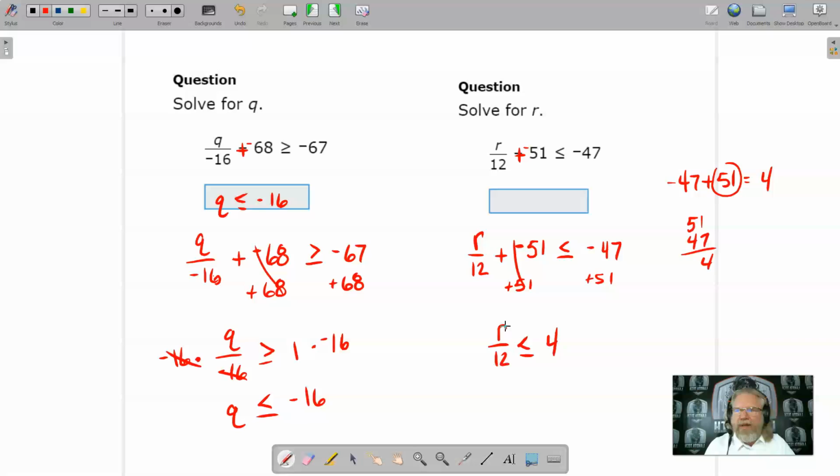Well, this relationship here is division, so I'm going to multiply by the number I wish to get rid of. And what I do to one side, I'm going to do to the other. So the 12s are going to cancel each other, leaving me with R. And 4 times 12, well, think of 12 as 10 plus 2, right? So 4 times 10 is 40. 4 times 2 is 8. Add those together, you get 48. So R is less than or equal to 48.